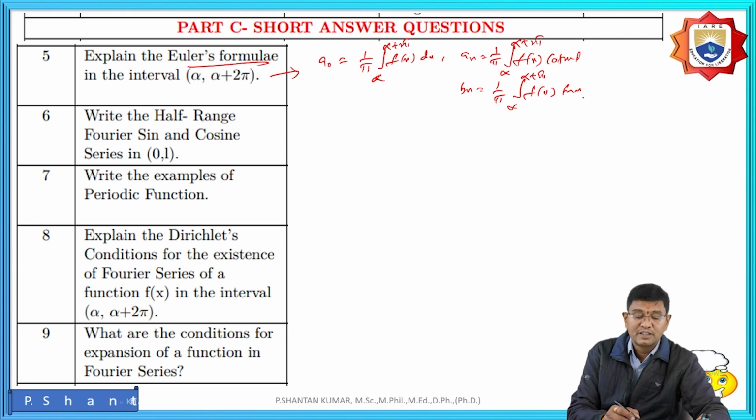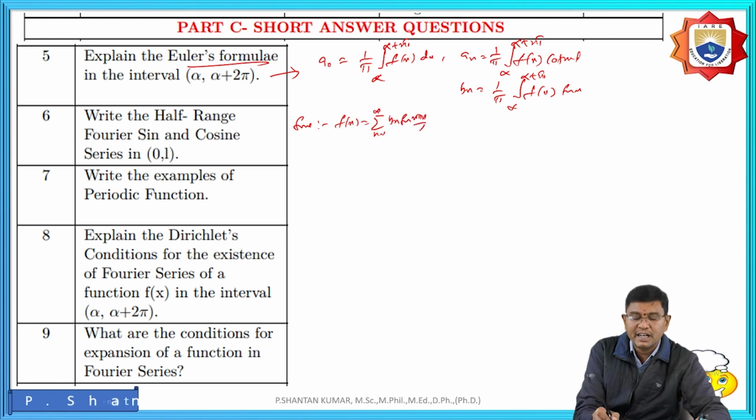And next one: write the half range Fourier sine and cosine series of 0 to 1, or something else, whatever it may be. For the half range sine series, f of x is equal to the summation from n equal to 1 to infinity of b_n into sin n pi x by l.